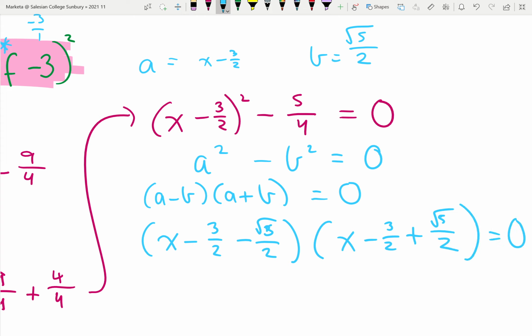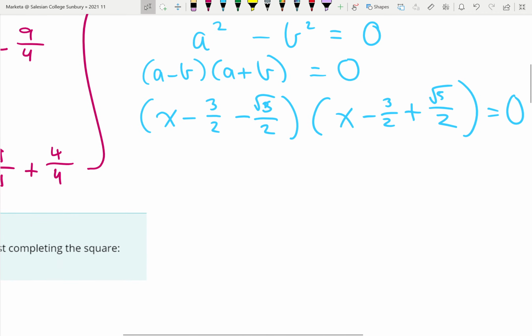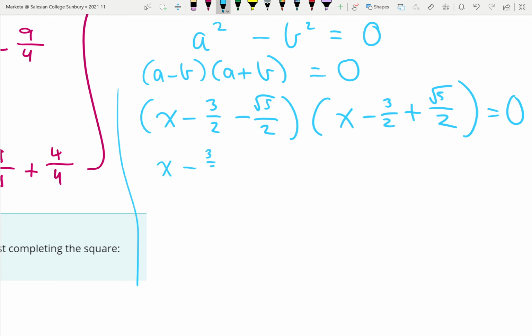And now we can just solve each of those. Notice that at this stage, I could have said, let's add 5 on 4 on both sides, and I could have square rooted both sides and then added 3 on 2. I would have got the same answer. In the book, for the sake of Year 11 methods, generally speaking, they use this, the a squared minus b squared, so that's why I've done that here, so that it's what you can see in your book. So x minus 3 on 2 minus root 5 on 2 equals 0. So let's say I'm going to plus 3 on 2 and plus root 5 on 2 on both sides.